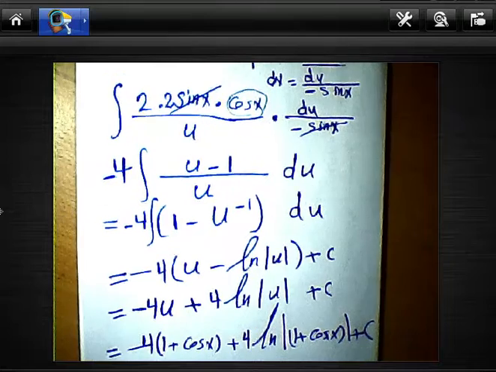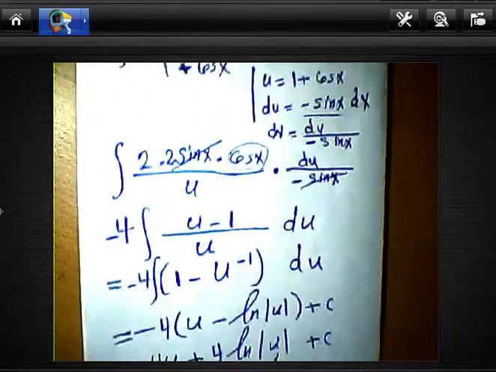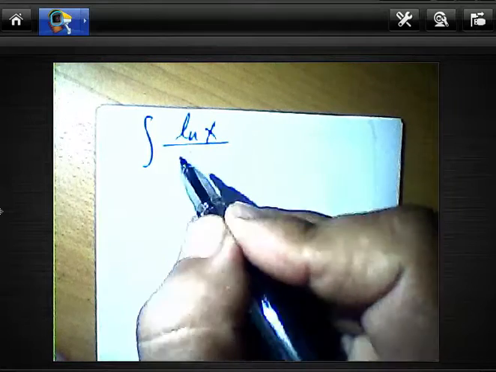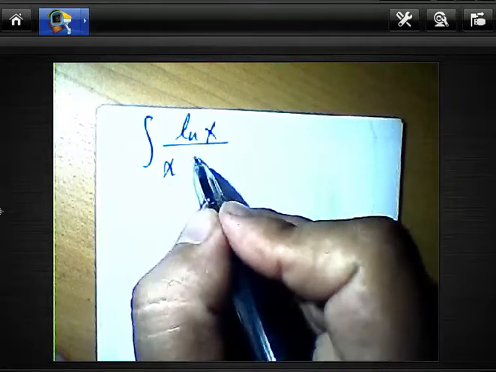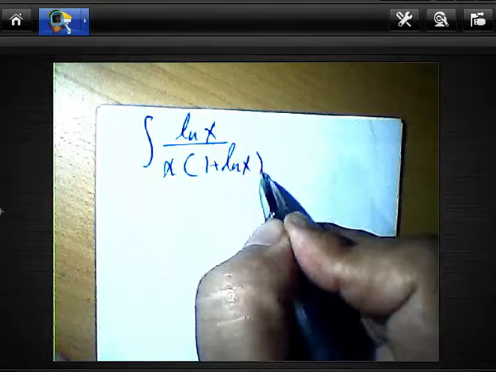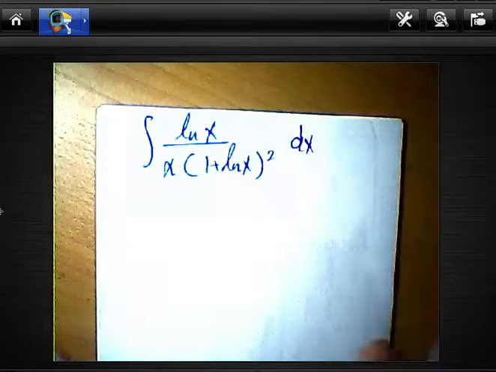Understood this example or not? It's easy. We must know all the steps and write all the steps in your notebook. We have another example to find the integral of ln x over x multiplied by (1 plus ln x) all power 2 dx.